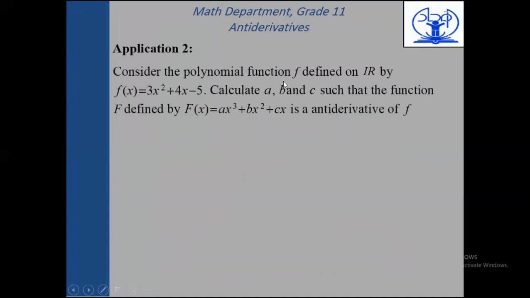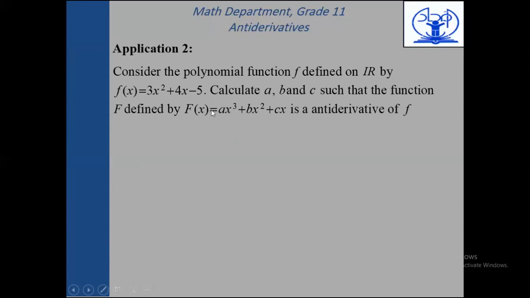Consider the polynomial function small f defined on R by f of x equals 3x squared plus 4x minus 5. Calculate a, b, and c such that the function capital F defined by F of x equals ax cubed plus bx squared plus cx is an antiderivative of f.